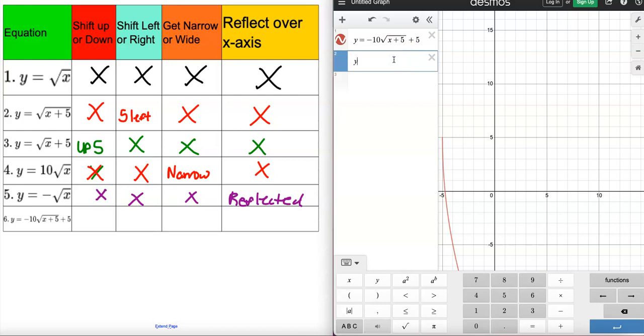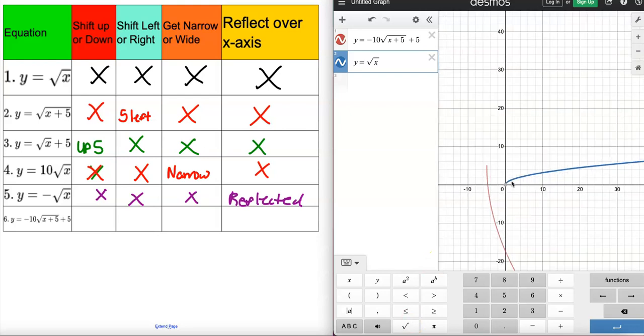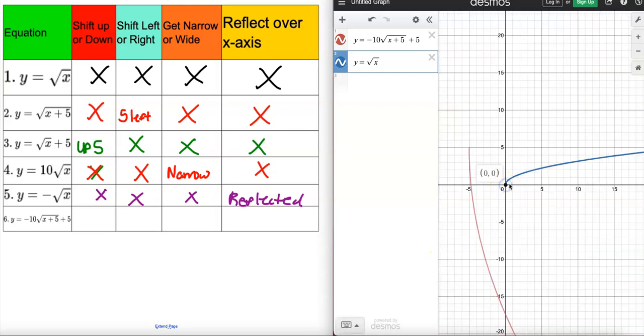All right, so I'm going to put my parent function back in there. So y equals the square root of x. Okay, so what do you think happened? So this is our parent function in blue, and this is my other function. As you can see, this point is now at (-5, 5). So it looks like it shifted over 5 units and up 5 units. So what do you think caused that?